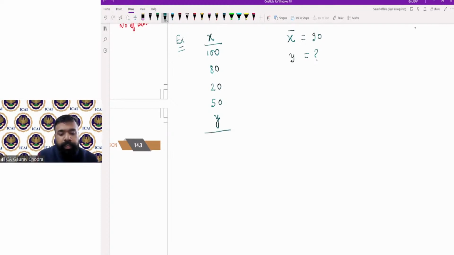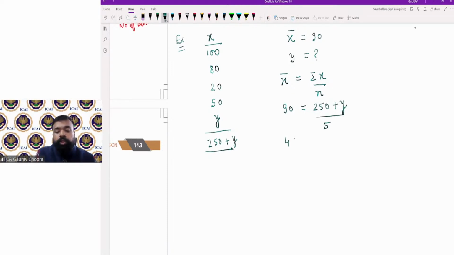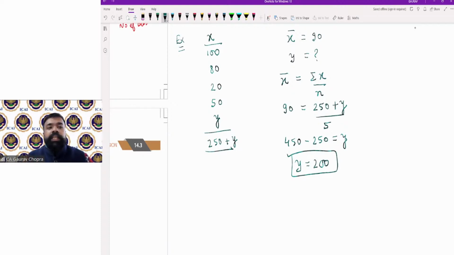In order to calculate, let us find the total first. It is 250 plus y. Now apply the formula of arithmetic mean. X bar is 90 equal to 250 plus y upon 5. So it will give 450 minus 250 equals y. Therefore, the value of y is 200. In this way, you can easily calculate the value of y.